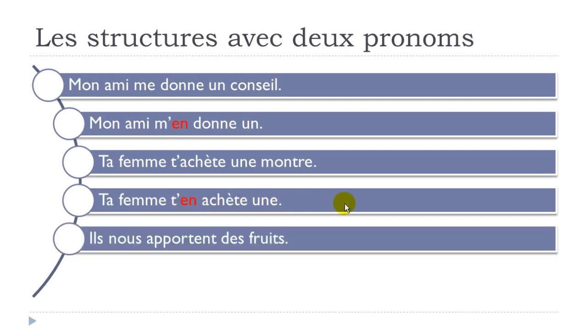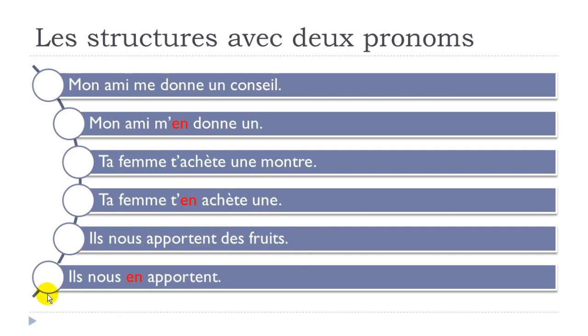Then il nous apporte des fruits. Remember, apporter is to bring, des fruits, fruits. In that case, we would like to replace des fruits, and so we will replace it with the pronoun en. Il nous en apporte. So nous first, then your pronoun en, then the verb.